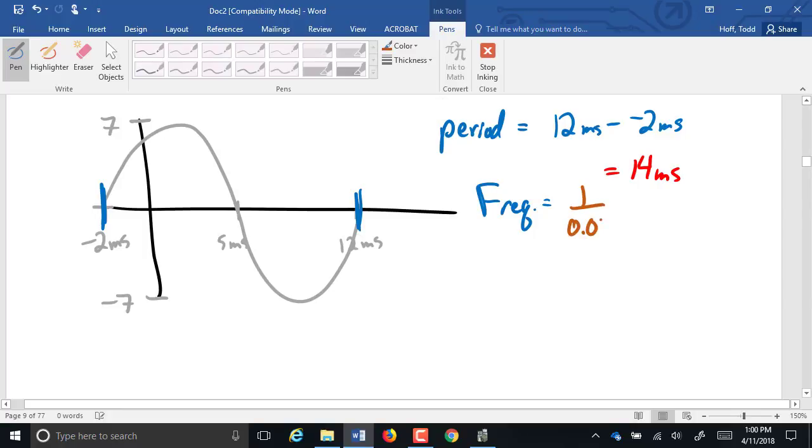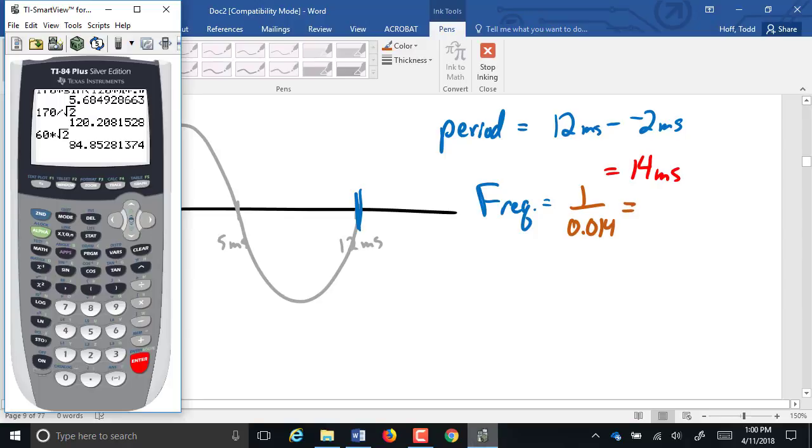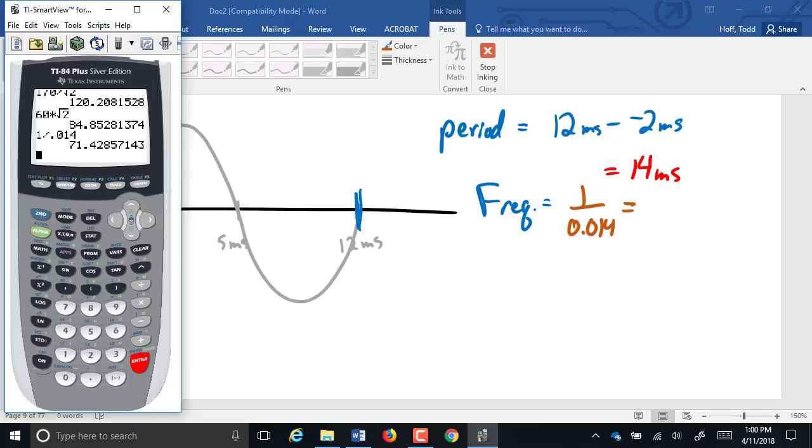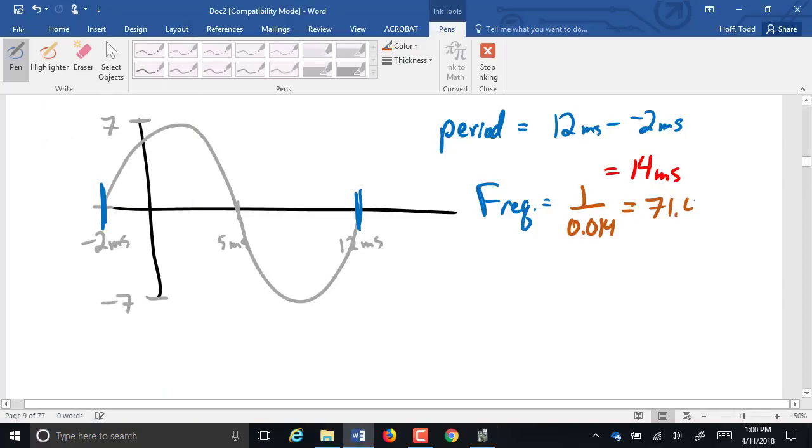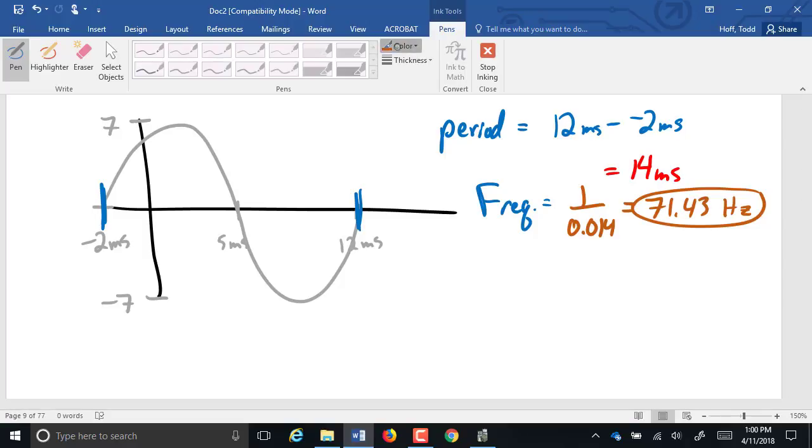1 over 0.014. So 1 divided by 0.014, otherwise known as 71.428571426. 71.43 we'll call it. That is hertz or per second, however you want to list it.